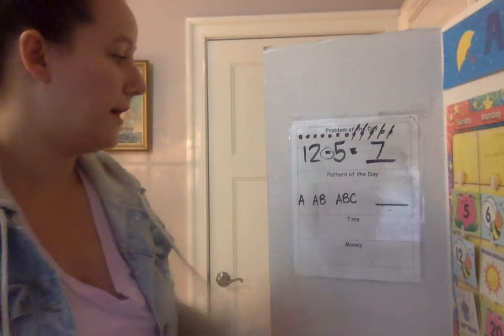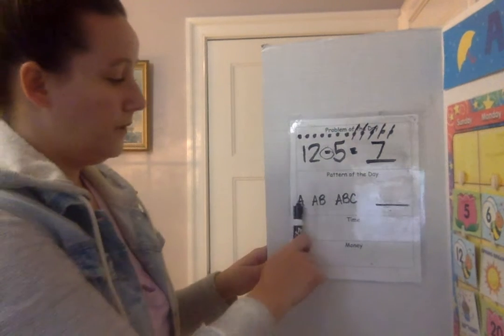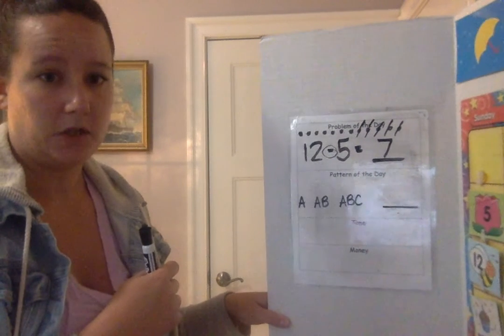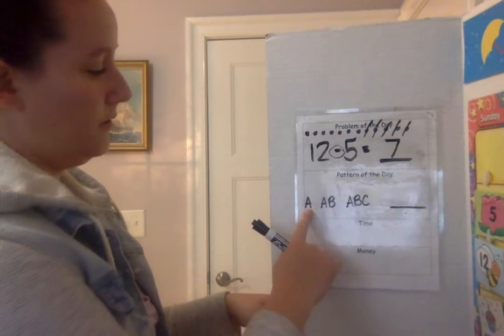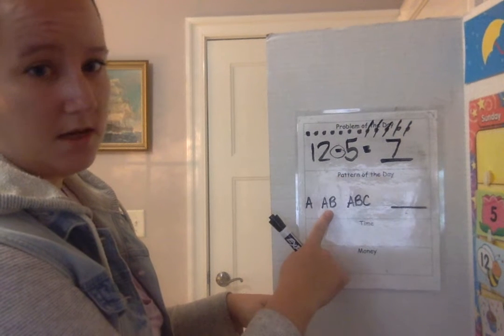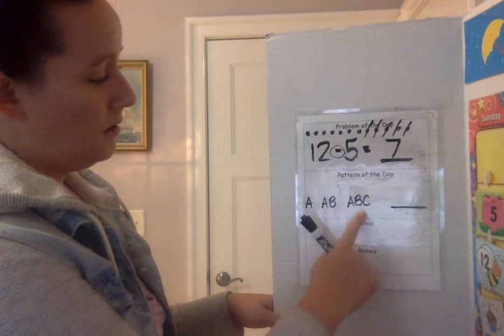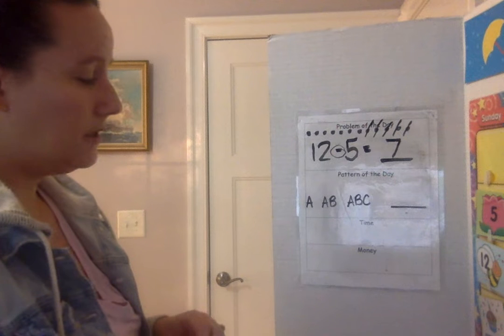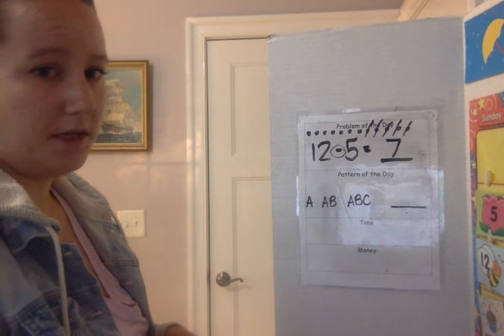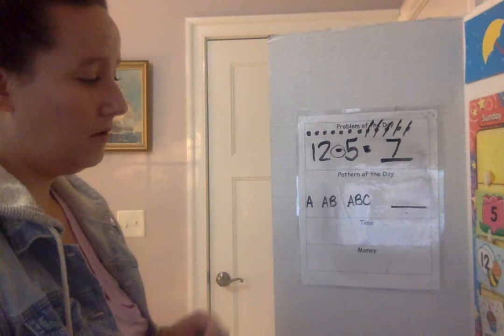Okay, now let's look at our pattern of the day. So instead of dots or instead of numbers, today we have letters. So first we start with A. Then we have AB. And we have A, B, C. Okay, so first we need to decide if this is repeating or growing.